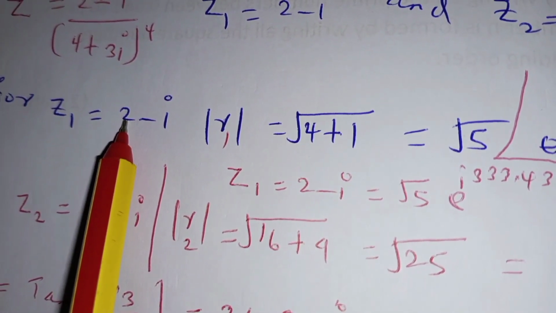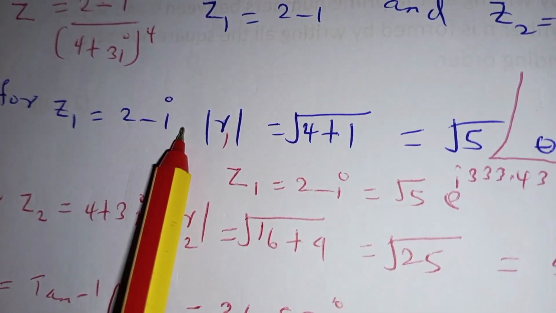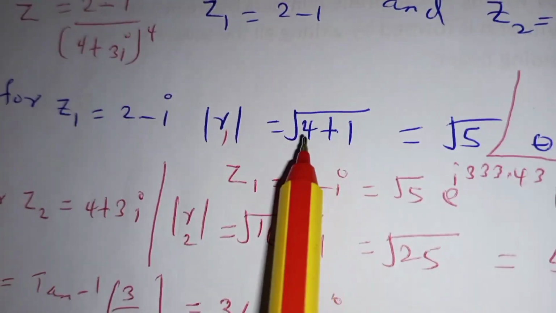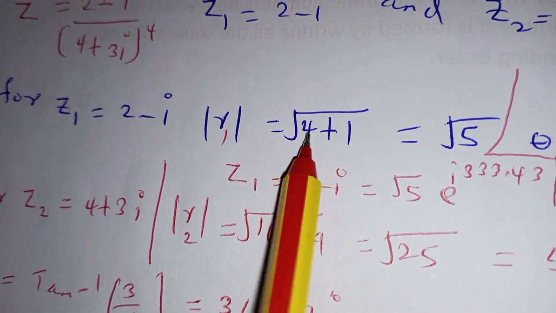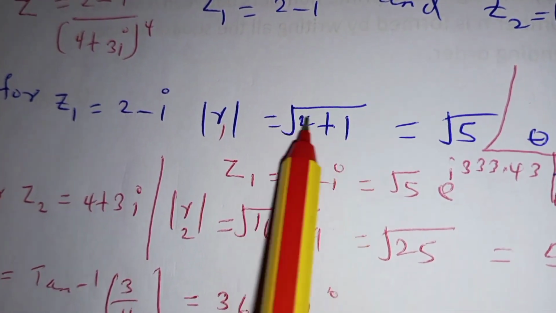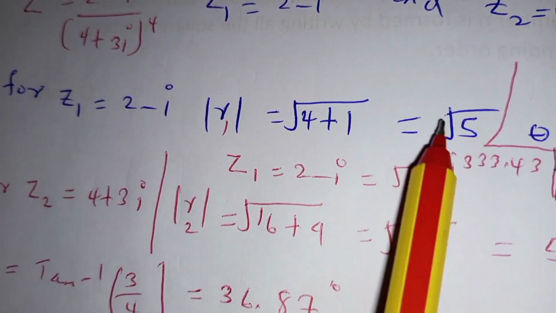First of all, we get the radius for z1, which is found by taking the square root of the real part squared plus the imaginary part squared. When you square 2, you get 4. Negative 1 squared is 1, so the square root of 5. So that is the radius.